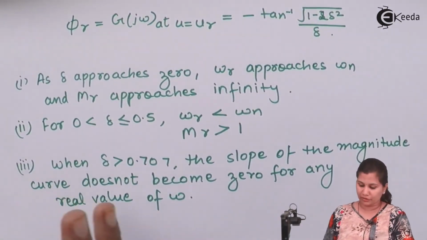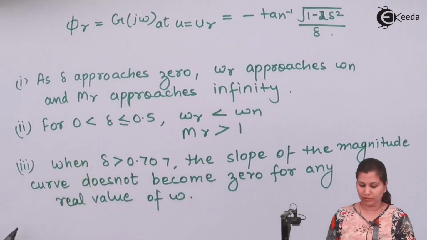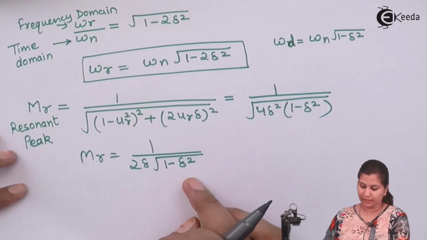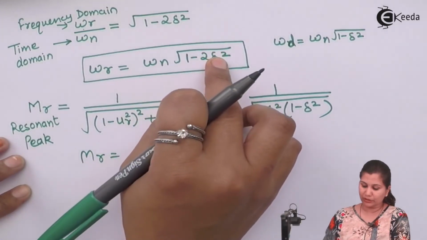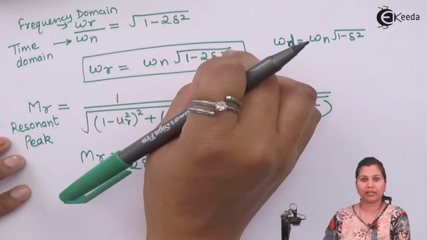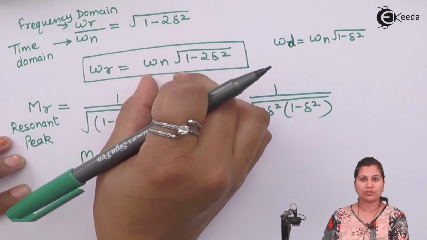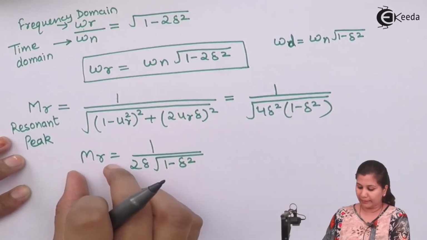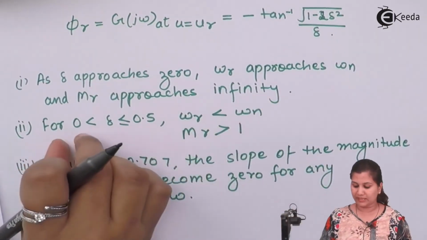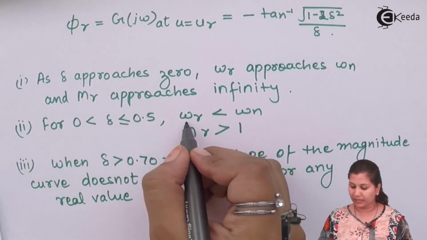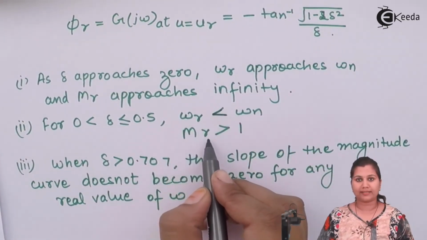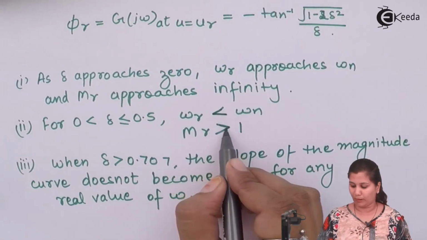so we have different ranges defined for this del, because omega r is also a function of del and Mr is also a function of del. So you can see that when del is equal to 0, omega r is equal to omega n. That is, when damping ratio becomes 0, resonant frequency and natural frequency are equal, and Mr approaches infinity. Now when del is between 0 and 0.5, then omega r is less than omega n, and Mr, that is the resonant peak, is greater than 1.